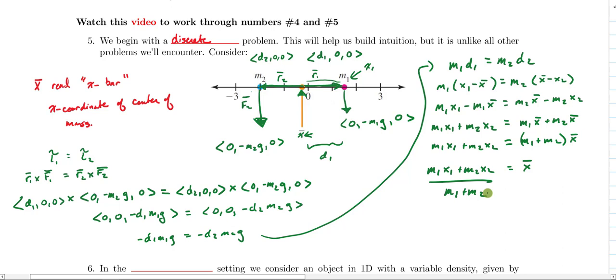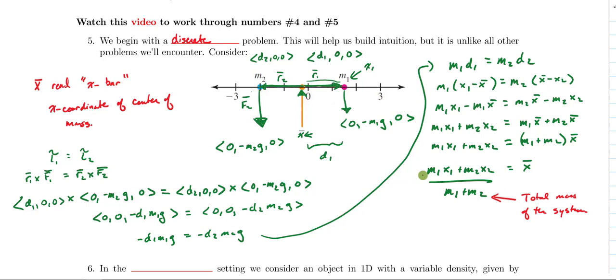That was tedious. But let's look at what we've just said here. If we want to find the x-coordinate of the center of mass, we can do so by taking this expression in the numerator and dividing it by what? Well, what do I have in the denominator? I have m1 plus m2. How could I think about that? I could think about that as the total mass of the system.